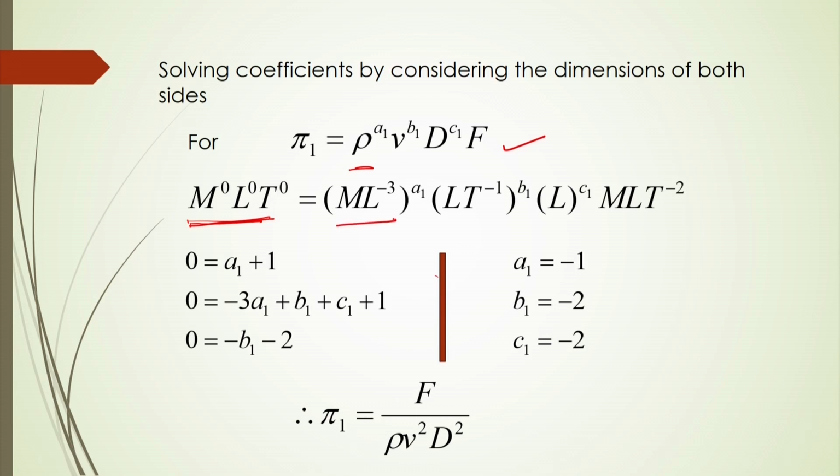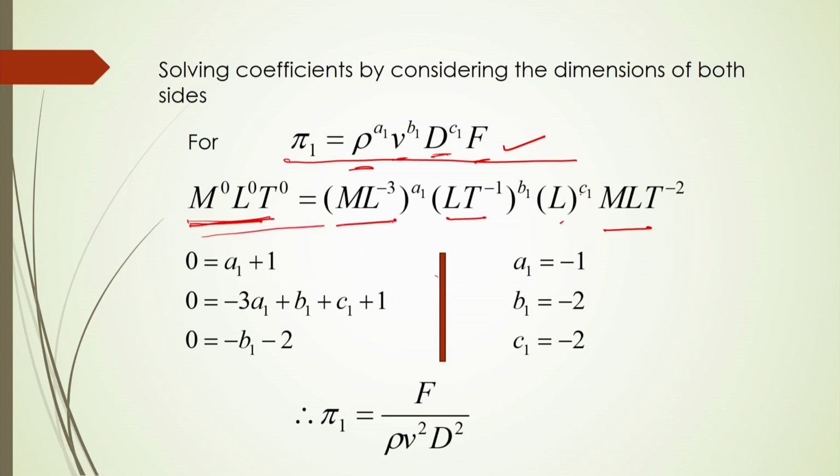And on the right hand side, what is the dimension of rho? This is M L to the power minus 3, whole to the power a 1. Similarly, what is the dimension for v? It will be L T to the power minus 1, whole to the power b 1. Similarly, for d, L to the power c 1, and for f it will be M L T to the power minus 2. So, you have to substitute the dimensions for all the respective variables in your dimensionless group phi 1.